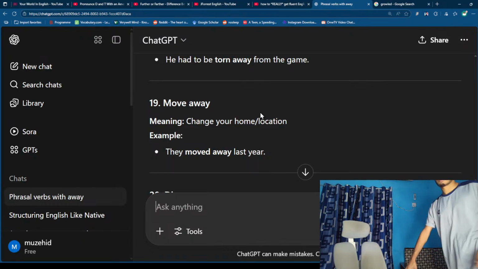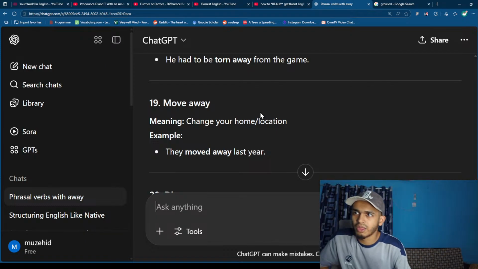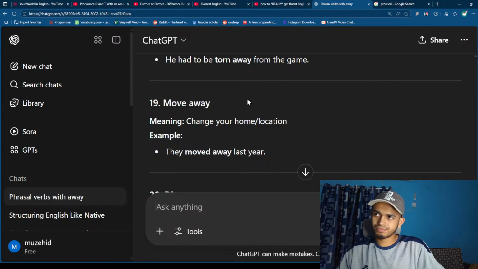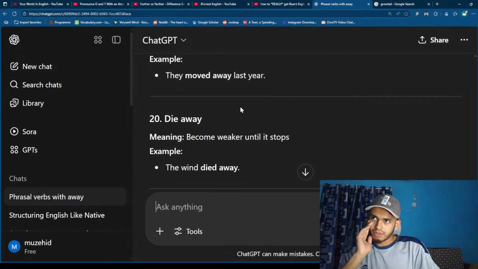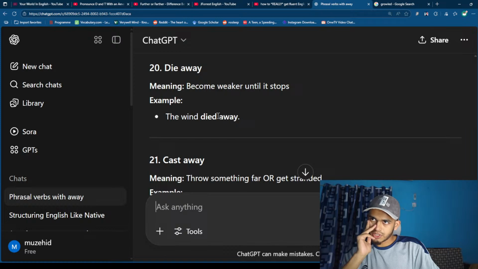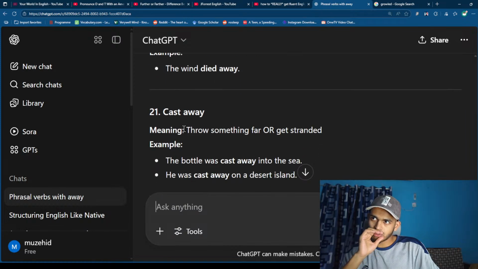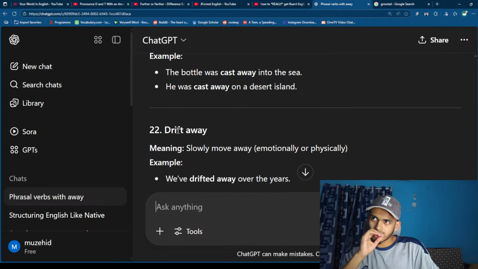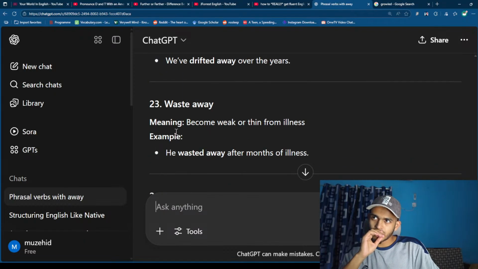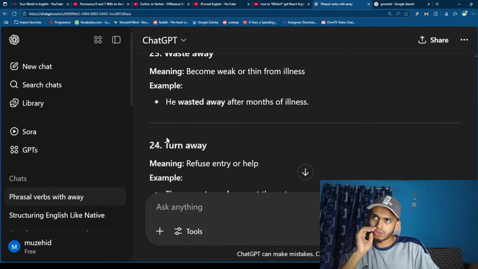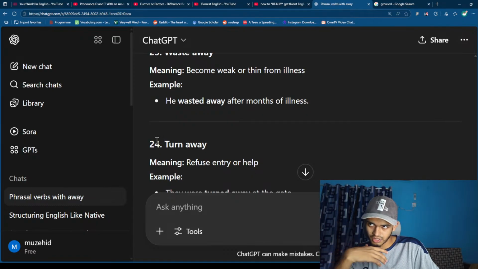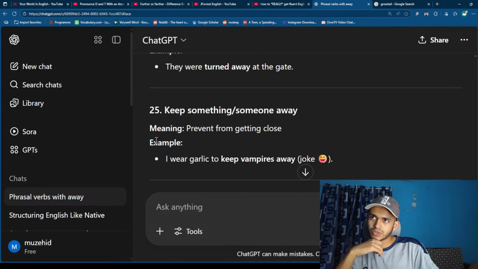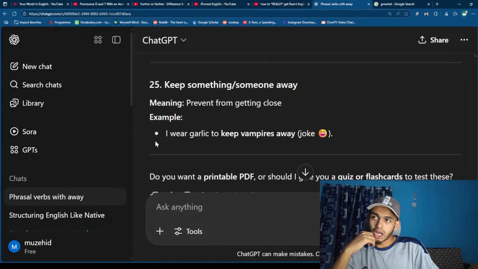They moved away last year. Die away, to become weaker until it stops. The wind will die away. Cast away, drift away, waste away, to become weak or thin from illness. Example: he wasted away after months of illness. Turn away. Keep something or someone away. I wear garlic to keep vampires away.